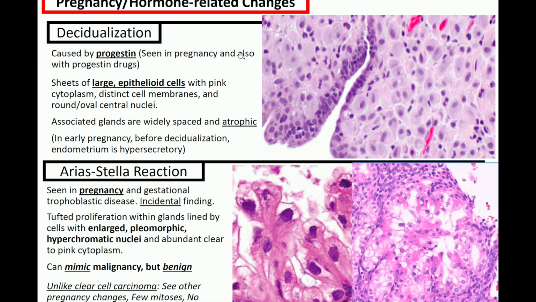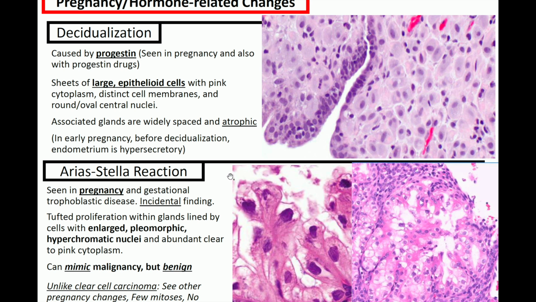hormone replacement therapy. In decidualization, you're going to see sheets of large epithelioid cells with pink cytoplasm, distinct cell membranes, and round or oval central nuclei. And the associated glands are widely spaced and atrophic. In early pregnancy, before decidualization, the endometrium is hypersecretory.